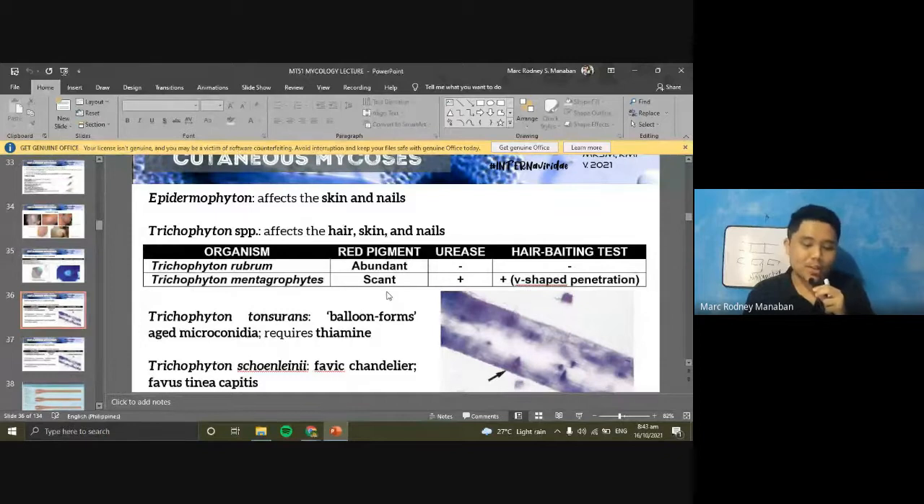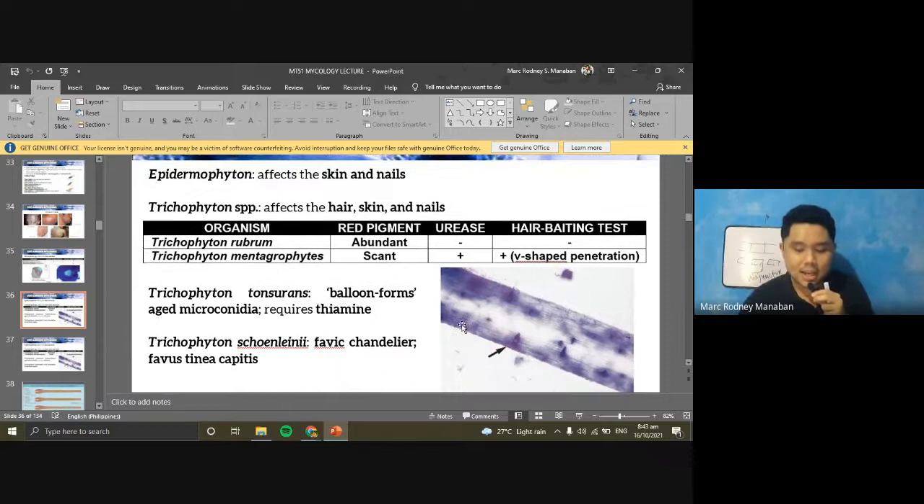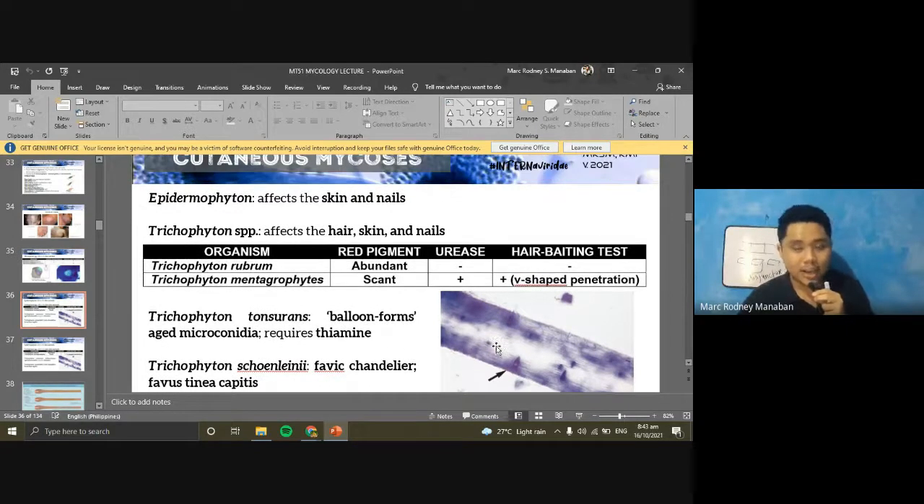All right. Now, Trichophyton rubrum, siya ang na ay abundant na red pigment. Okay? Negative urease and negative ang hair baiting test. For Trichophyton mentagrophytes, siya ang gamay lang ang red pigment, urease positive, and hair baiting test positive. Ayan. So, as you can see, hair baiting na ay V-shaped penetration sa hair, kanina sa arrow. Okay? So, very, very important. Press the buzzer agad. T. mentagrophytes, urease positive good siya. Alright? And V-shaped penetration positive, hair baiting, hair perforation test positive.